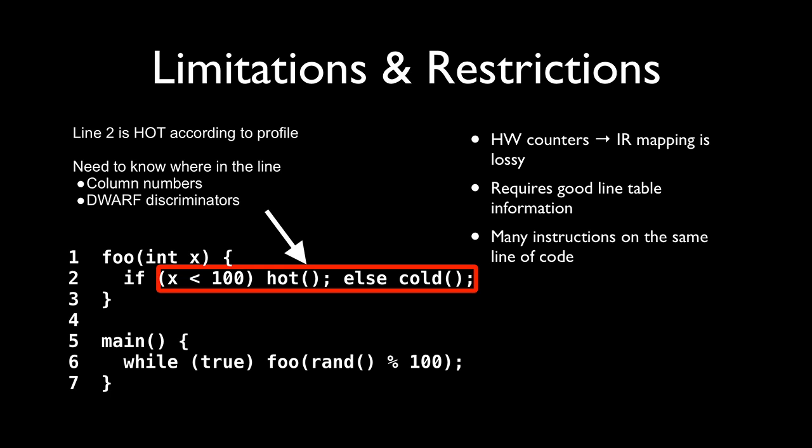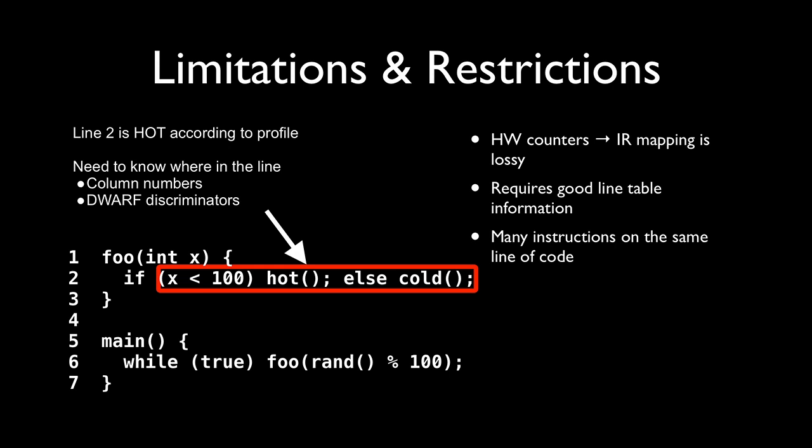Another restriction, or another problem that you may find using this approach. Remember, from the PC instruction, I get the line number and the file. But I may have a single line with a mini-CFG inside of it. So if the profile says line 2 is hot, it doesn't help me, right? Because I've got a branch here. Which part of the branch is hot?